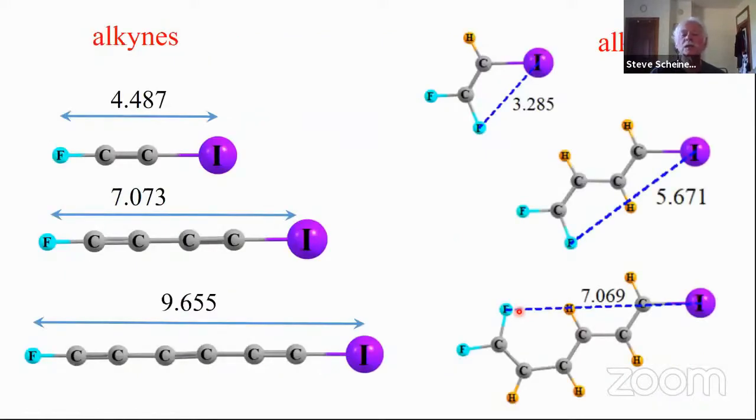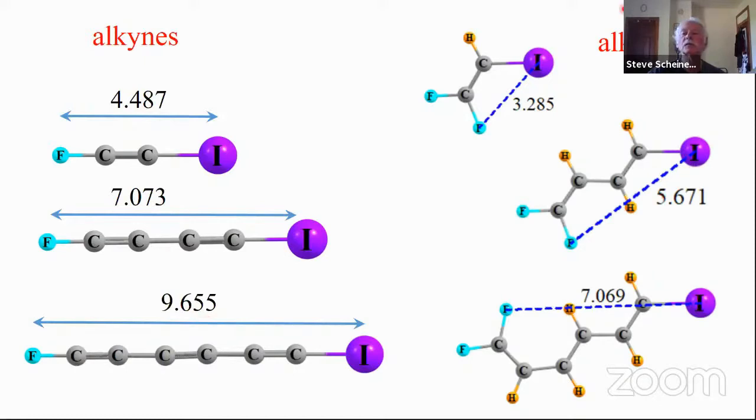Okay, so these are the systems we looked at. First, there are the alkynes, where these are triple bonds. This is one triple bond. Here we add a second triple bond, and here we add a third one. So we're progressively moving the F or CN further and further away. The distances in these particular systems are outlined here: 4.5, 7, 9.5 angstroms.